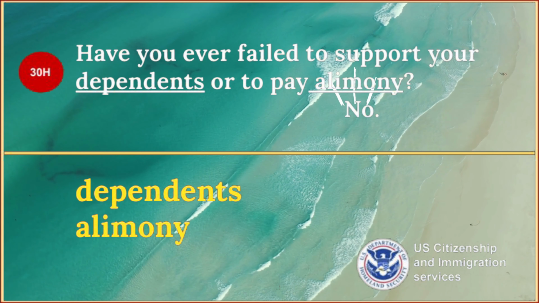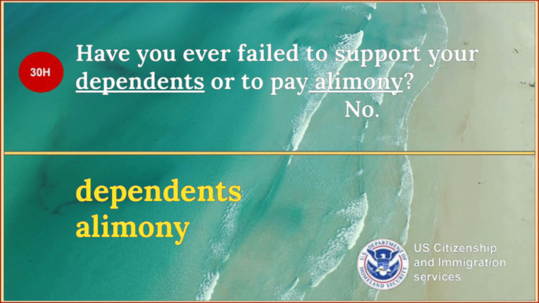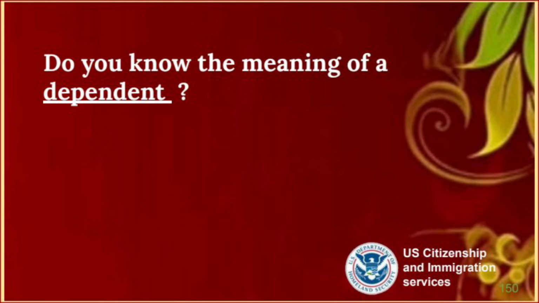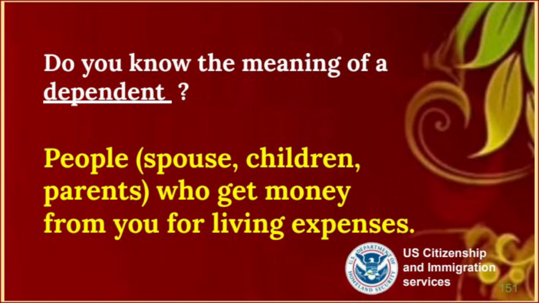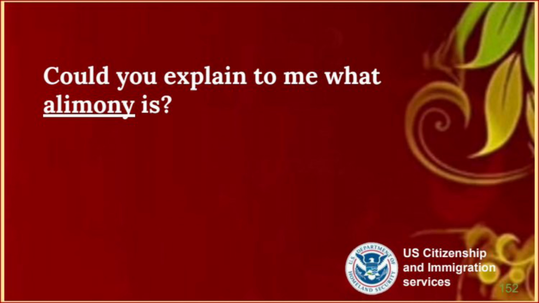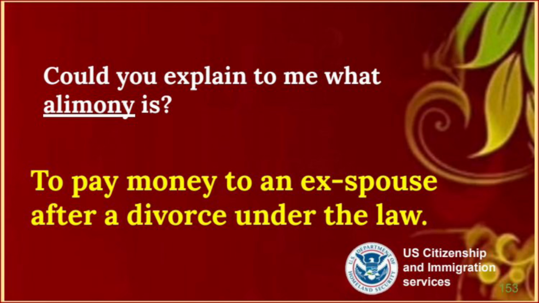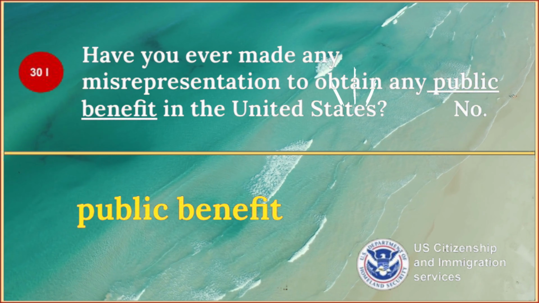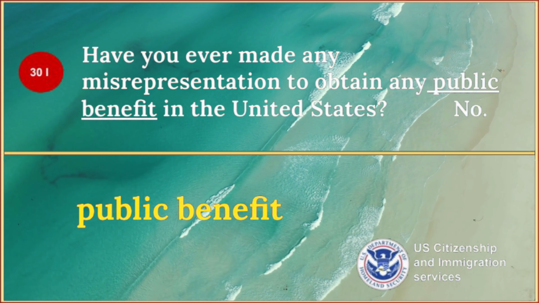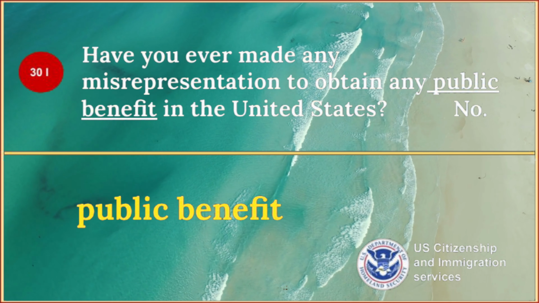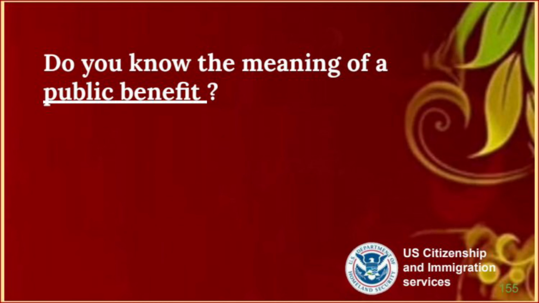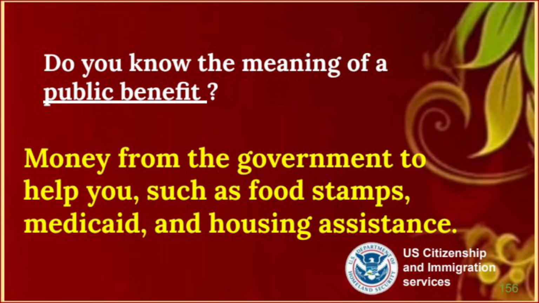Dependence. Alimony. Do you know the meaning of a dependent? People, spouse, children, parents, who get money from you for living expenses. Could you explain to me what alimony is? To pay money to an ex-spouse after a divorce under the law. Public benefit. Do you know the meaning of a public benefit? Money from the government to help you, such as food stamps, Medicaid, and housing assistance.